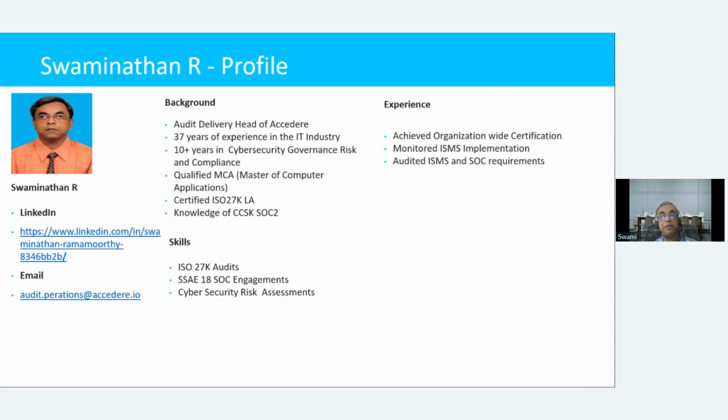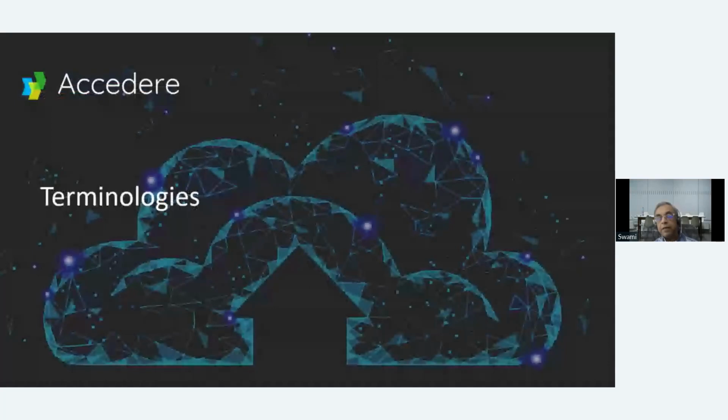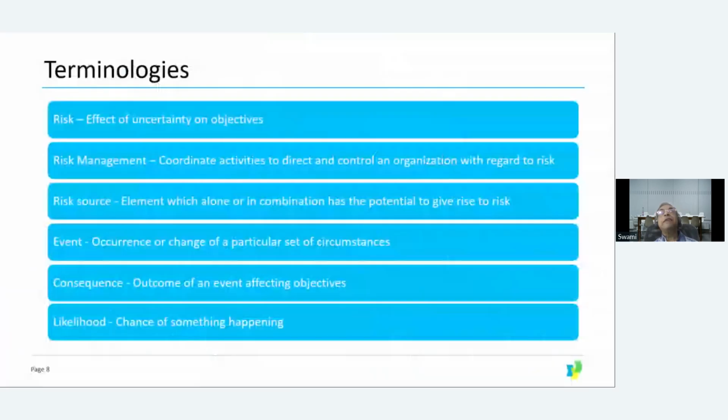Now, coming back to our topic of the day, ISO 31000. Before we jump on to that, we would like to understand some important terminologies that we should be aware of. Number one, as we are aware, 31000 is for the risk management process. A risk, what is risk? Basically, it is the effect of uncertainty in achieving our objectives.